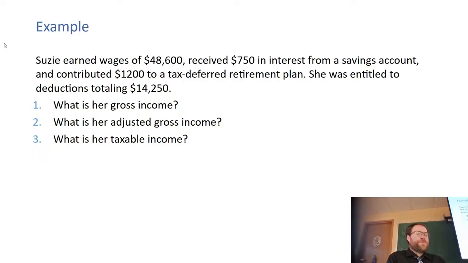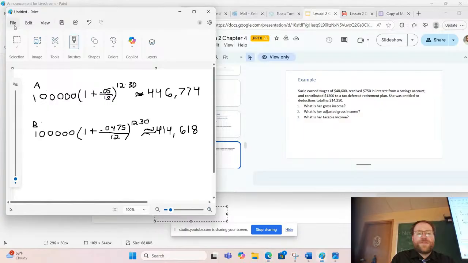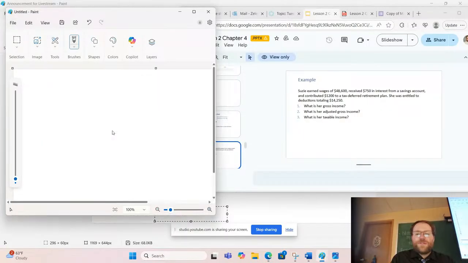But we'll do an example of this. Susie earned wages of $48,600, received $750 in interest from a savings account, contributed $1,200 to a tax-deferred retirement plan. She was entitled to deductions totaling $14,250.